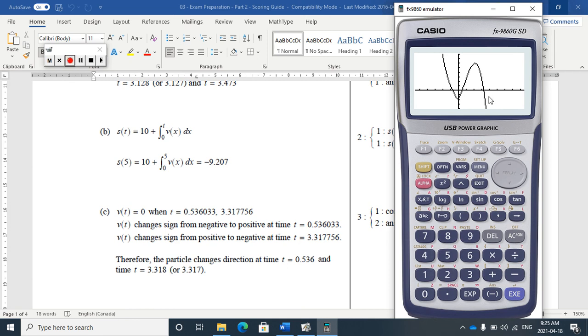I'm going to change direction. I need the velocity to go from negative to positive, which is right there on the screen. My arrow's pointing right at it. It's going from negative velocity down here to positive velocity over there. Negative values to positive values.